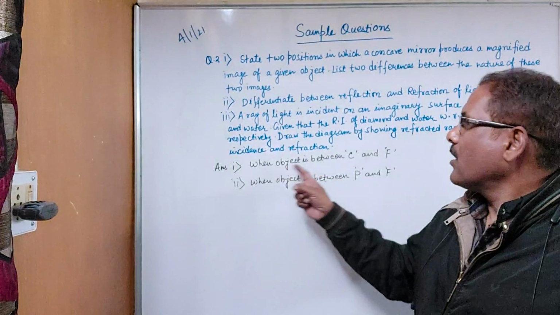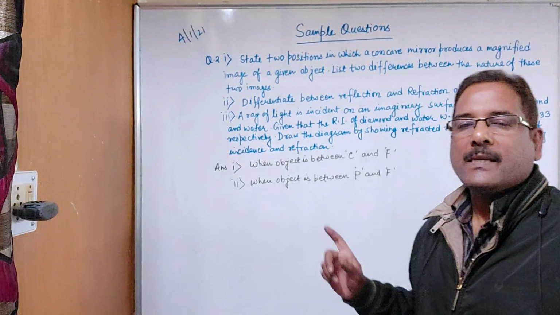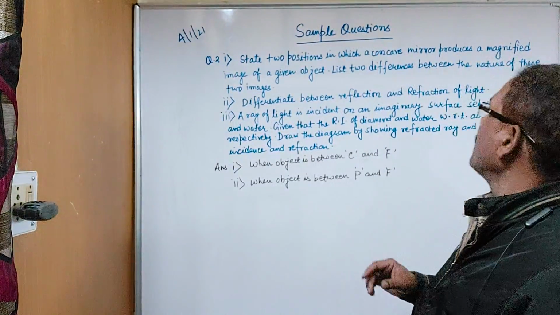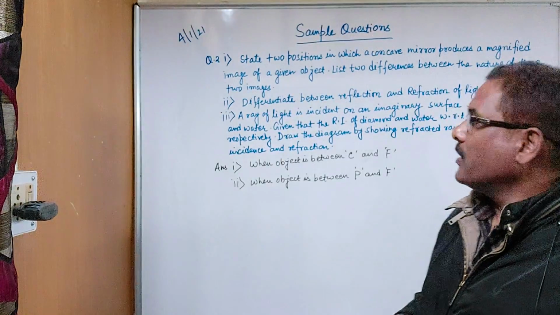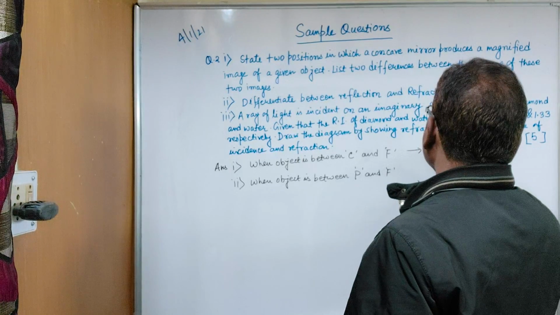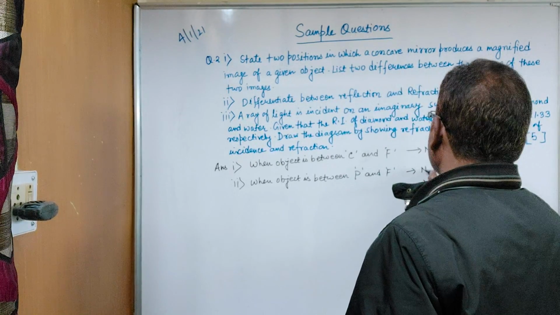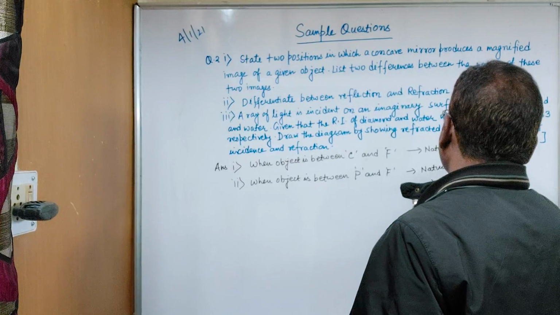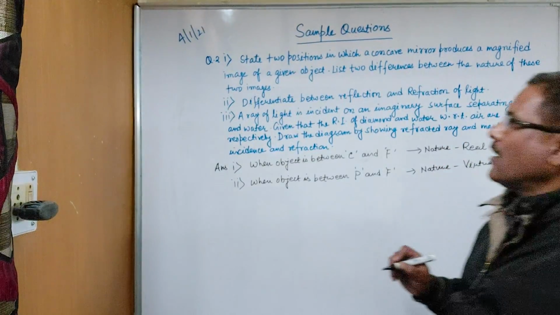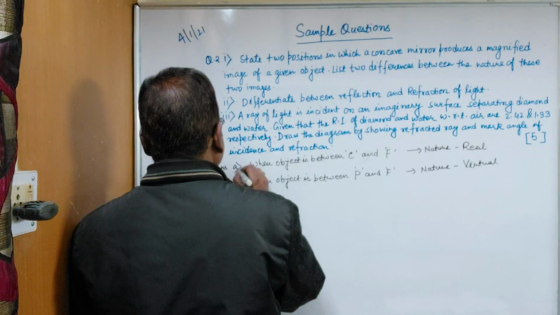Because if we take when the object is between C and F, and second when the object is at F, then in both cases the images are real. So you will be unable to write the differences between the nature of the two images. So in this case the nature of the image is real, and in this case the nature of the image is virtual. So we have solved the first part. Better to write A and B.